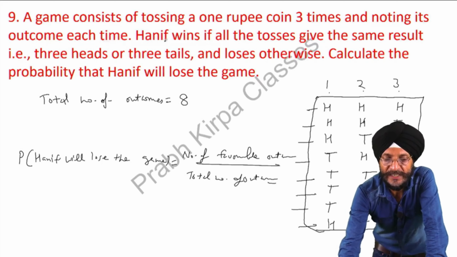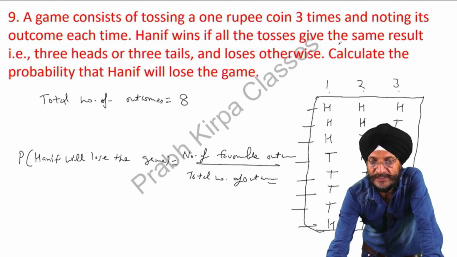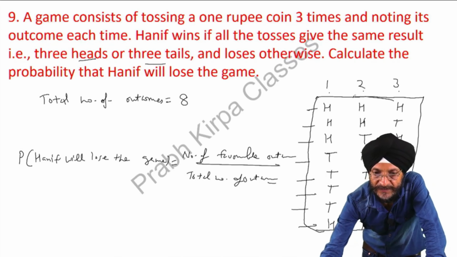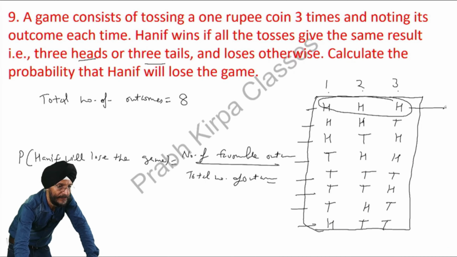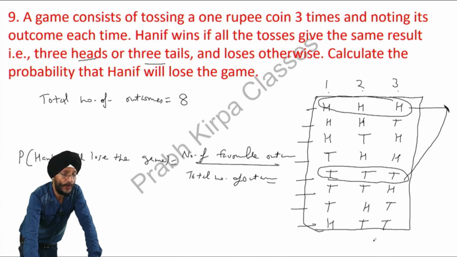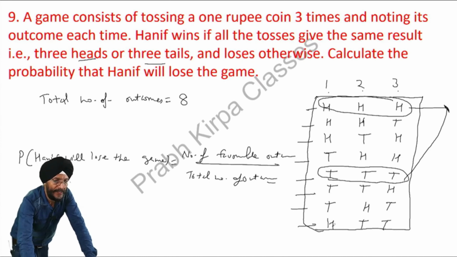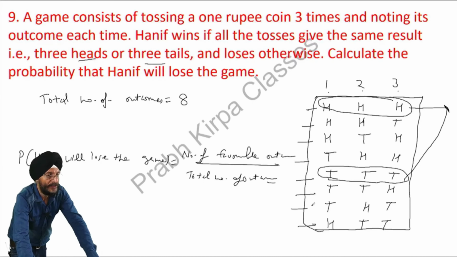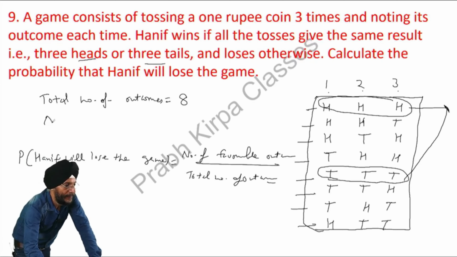It is given in the question that Hanif wins if all the tosses give the same result, that is 3 heads or 3 tails. That is, if there are 3 heads, he will win. If there are 3 tails, he wins. That is, on these 2 occasions, he will win the match. So out of the total 8, he will win only twice, when there is head on all 3 times or tail on all 3 times.